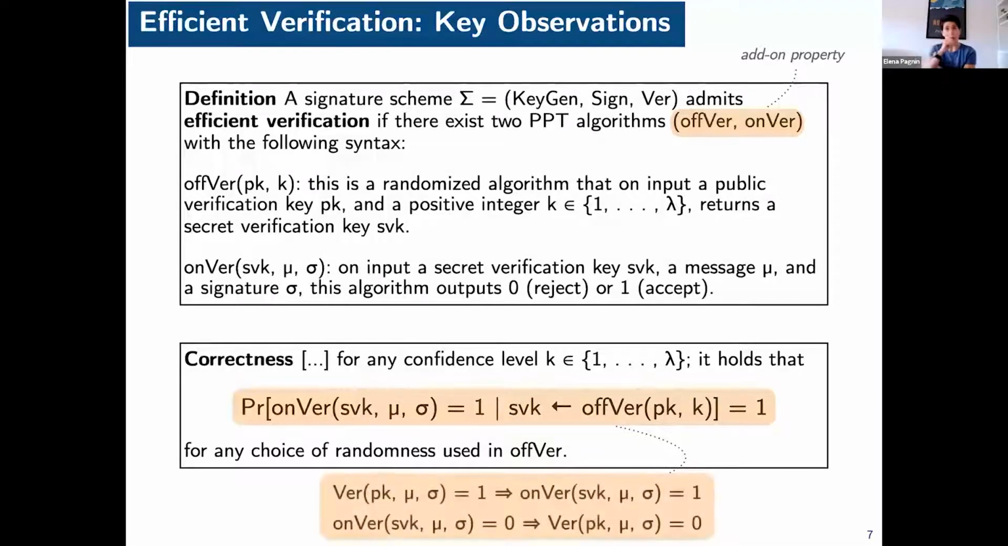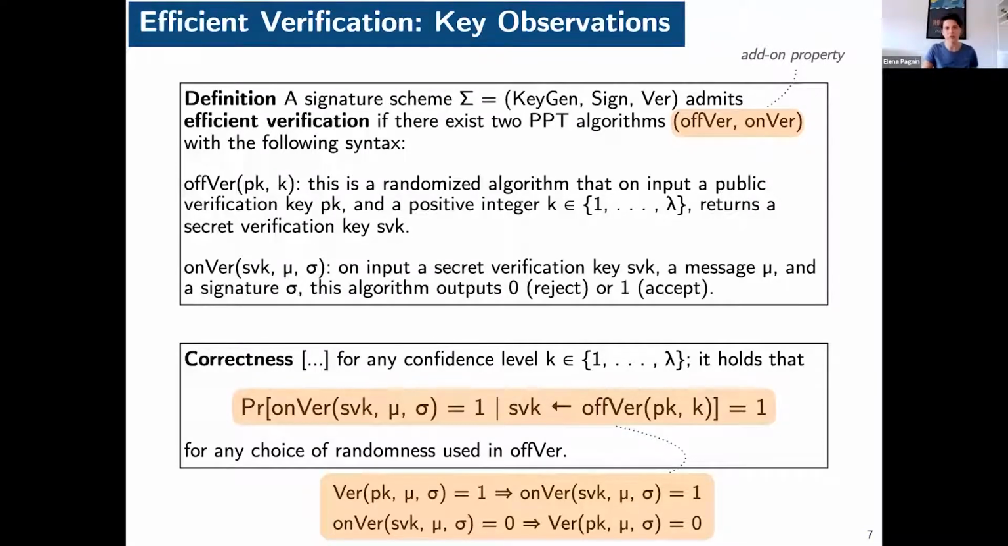And secondly, the correctness property essentially implies that whenever the standard verification accepts a signature, the online verification will also accept the signature. And whenever the online efficient verification would reject a signature, then the signature will also be rejected by the standard verification algorithm. Now, if I'm not running too fast, you might have noticed that these two implications are basically saying the same thing. One is the negation of the other. And security essentially comes from the fact that the implication will also hold in the other direction with high enough probability. But I'm getting a little bit ahead of myself.